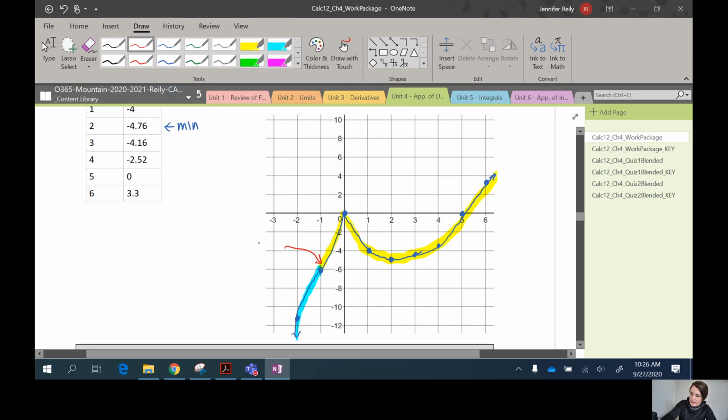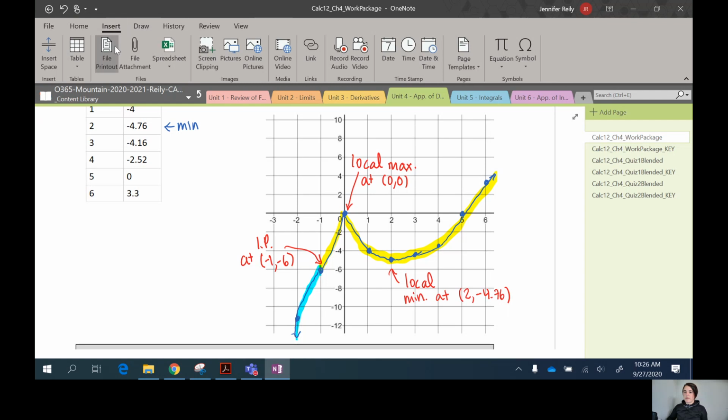So here is my inflection point at -1, -6. This is not a global maximum at 0 here because you can see the graph on the right hand side keeps increasing. So this is just a local max at 0, 0, and I have a local min at 2, -4.76. Okay, and that's it.